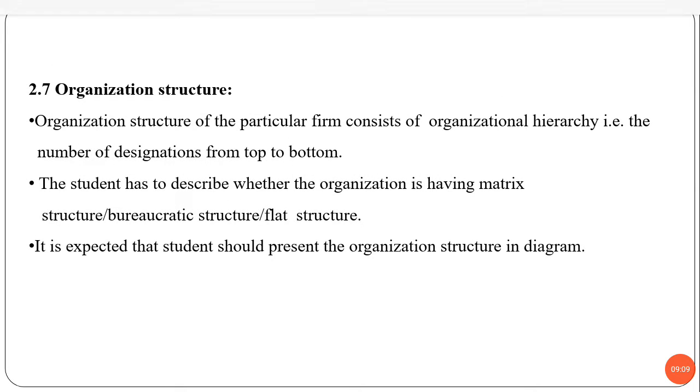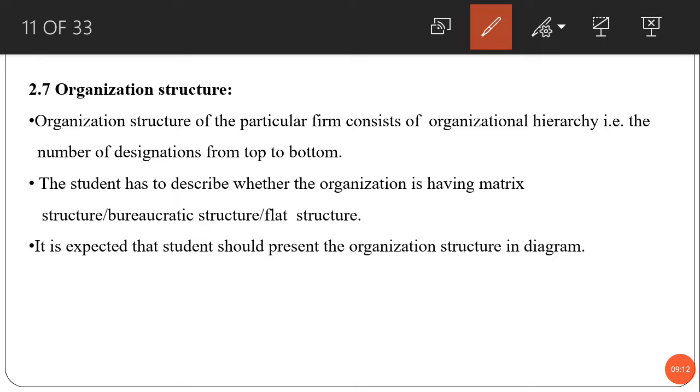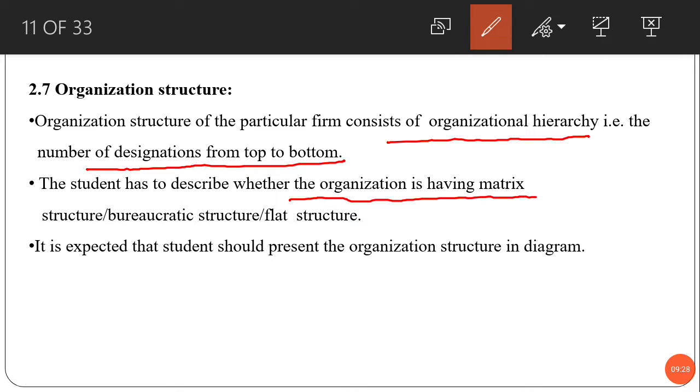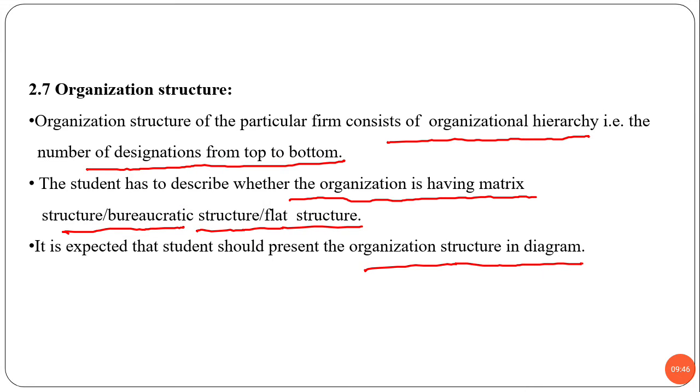Organization structure. The organization structure of a particular firm consists of organizational hierarchy, that is, the number of designations from top to bottom. The student has to describe whether the organization has a matrix structure, bureaucratic structure or flat structure. It is expected that the student should present the organization structure in a diagram.